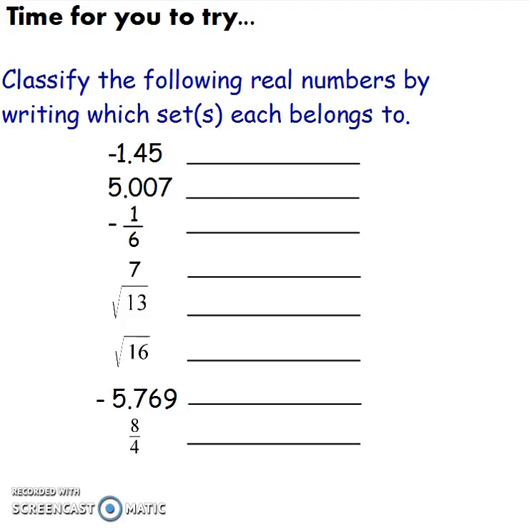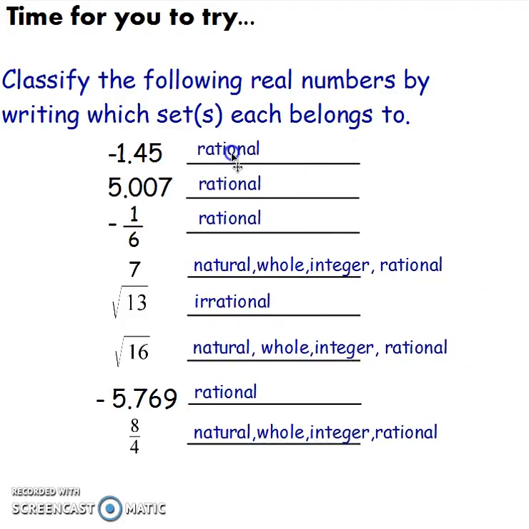Okay, hopefully these are the answers that you got. Okay, negative 1.45 is a rational number. 5.007 is a rational number. Negative 1/6 is a rational number. 7 is a natural, whole, integer, rational number. Square root of 13 is irrational. Square root of 16, I tried to trick you, this is a perfect square. Square root of 16 is actually 4. And 4 belongs to natural, whole, integer, and rational. Negative 5.769 is a rational number.